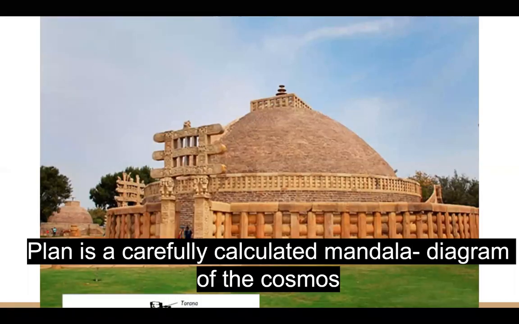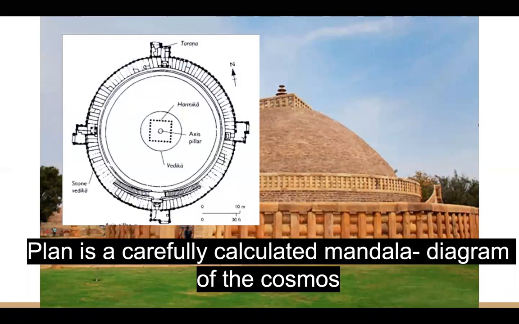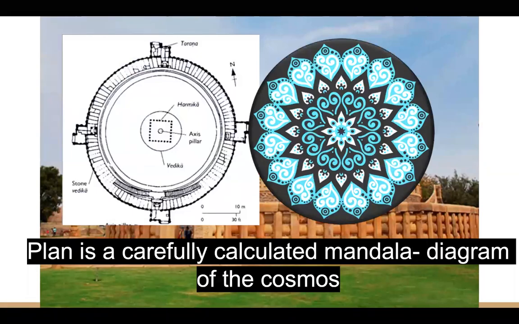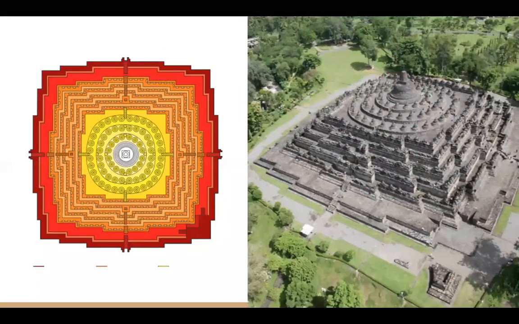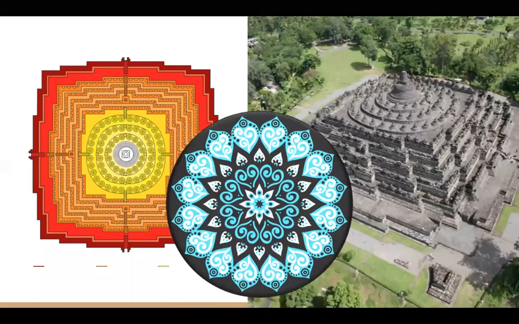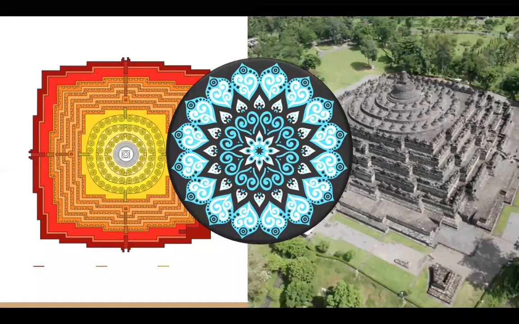The plan, this ground plan or floor plan, is a carefully calculated mandala, which is a diagram of the cosmos. So again, that's something we can relate back to Hindu temples. Here's an example of a mandala. And we're going to compare this to Borobudur, is also a mandala, if you look at it from an aerial perspective.